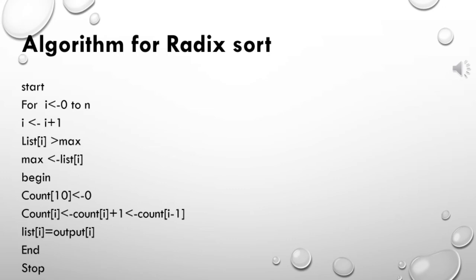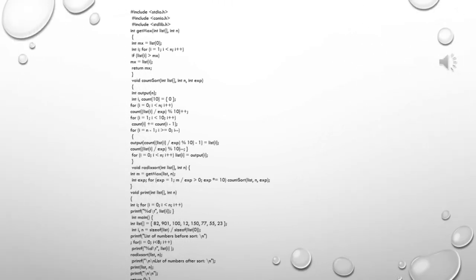Algorithm for radix sort. Algorithm is a step-by-step procedure. It has a set of instructions to perform a specific task. This algorithm is used to sort in ascending order. Here is the program to perform radix sort. It is written in C language.